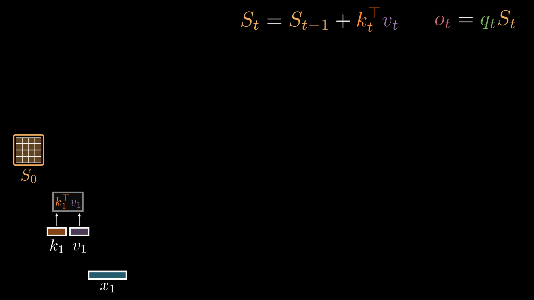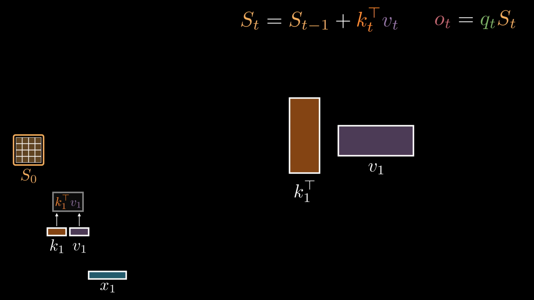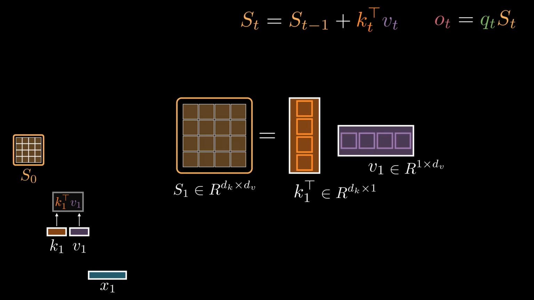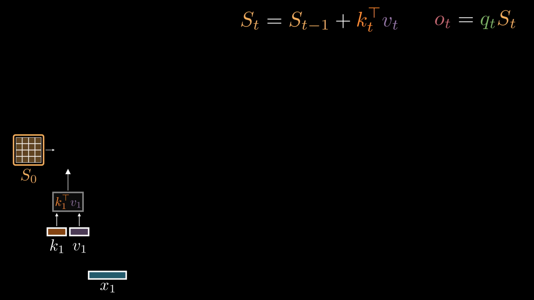outer product. More specifically, the vector K1 transpose is a column vector of dimension dk by 1. The vector V1 is a row vector of dimension 1 by dv. The outer product between the two vectors is a matrix of size dk by dv. We update the state matrix by simply adding this outer product.